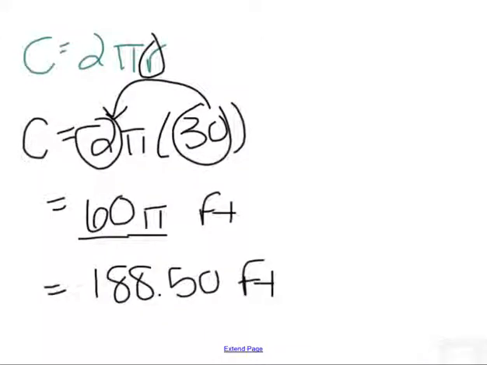Next, let's take a look at number 8. So for number 8, it says find the diameter and the radius of a circle to the nearest hundredth. So that's what we've been doing with the 2 decimal points. If the circumference of the circle is 65.4 feet. So we know that the circumference is 65.4 feet. Now we're trying to find the diameter and the radius.